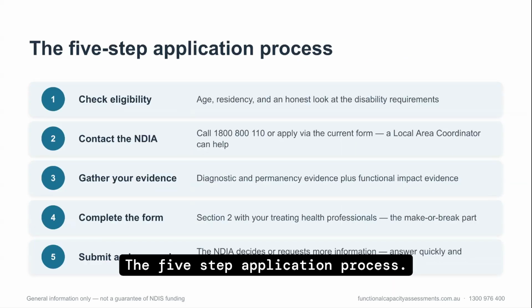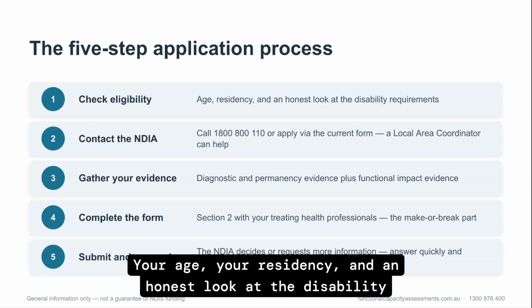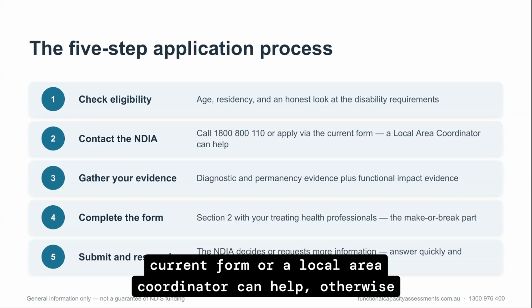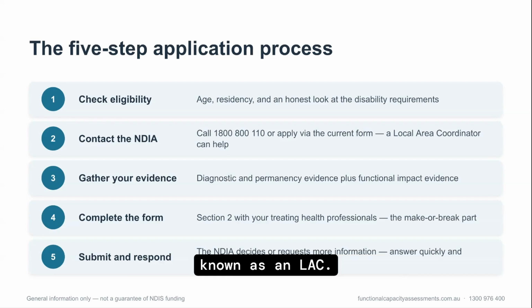The 5-step application process. So number 1, check eligibility: your age, your residency, and an honest look at the disability requirements. Number 2, contact the NDIA. Call 1-800-800-110 or apply via the current form, or a local area coordinator can help, otherwise known as an LAC.